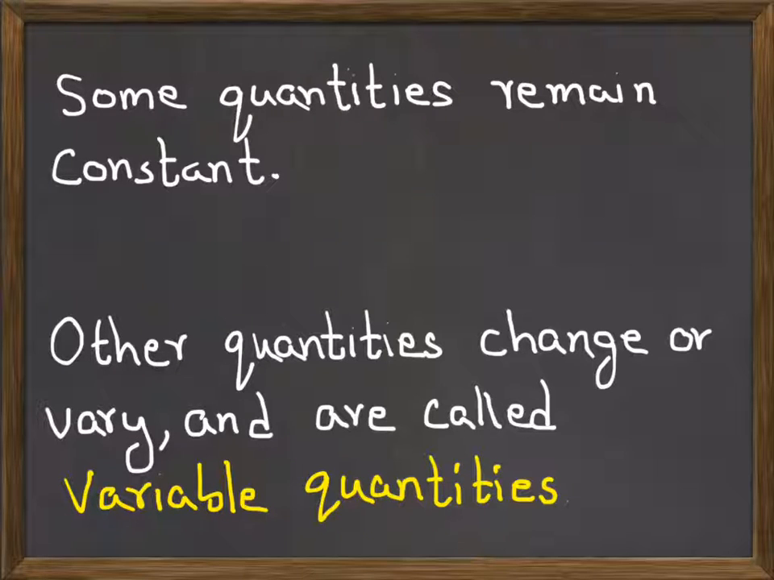Some quantities remain constant. For example, the distance from school to your house remains constant. Other quantities change or vary and are called variable quantities. For example, the time you take to go from school to home may vary from day to day. So the time is a variable quantity in this case. Some quantities remain constant, other quantities may change, and the changing quantities are called variable quantities.